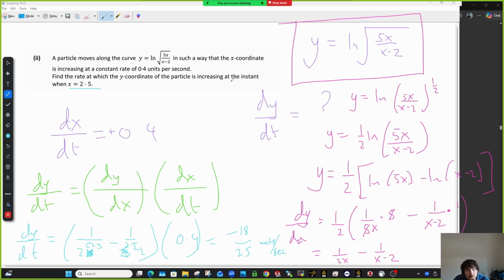Find the rate at which this distance is increasing. Okay, so that's interesting. I wouldn't have expected that to be negative, because it says the y-coordinate is increasing. So let me pause there and see if there's any issue with the sign or my multiplication. So 2 seconds.